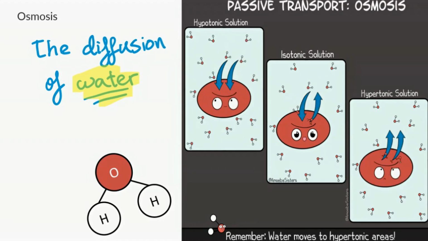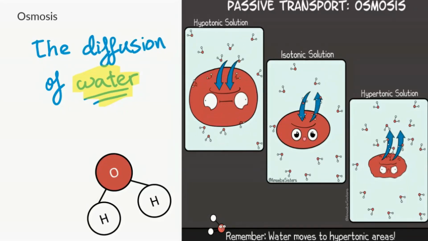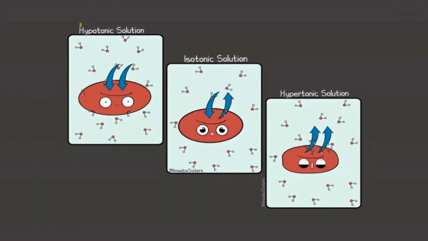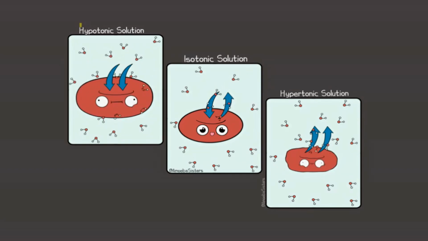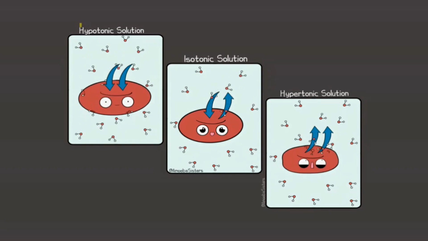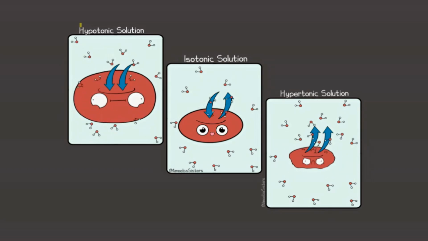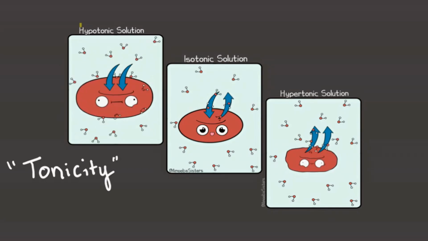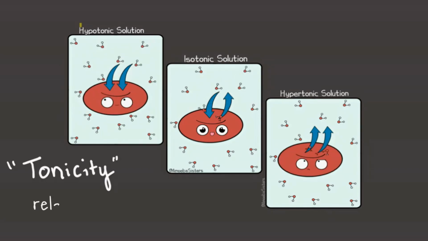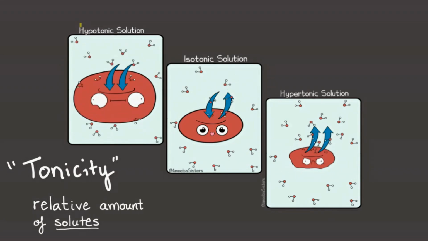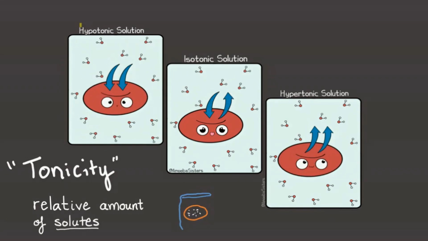Now, before we dive into our last check-in questions, I just want to touch on 3 important terms really fast because you will hear these a lot when people talk about diffusion and osmosis, okay? These terms are hypotonic, isotonic, and hypertonic. First things first, all of these terms have to do with something called tonicity, which just refers to the relative amount of solutes if you are comparing one solution to another.